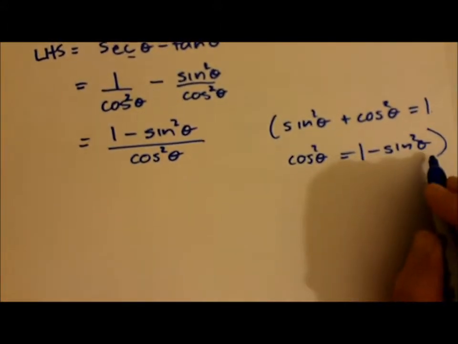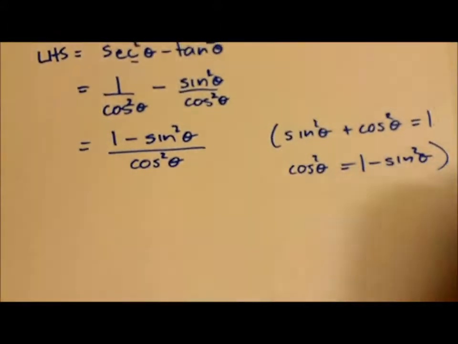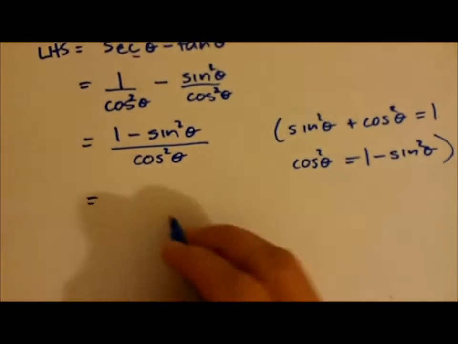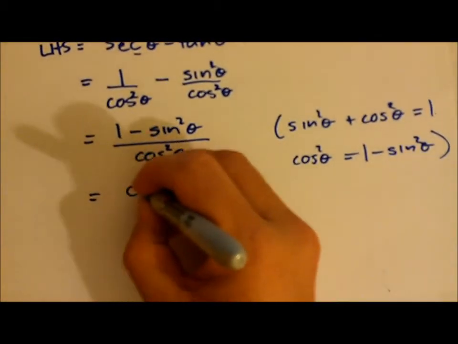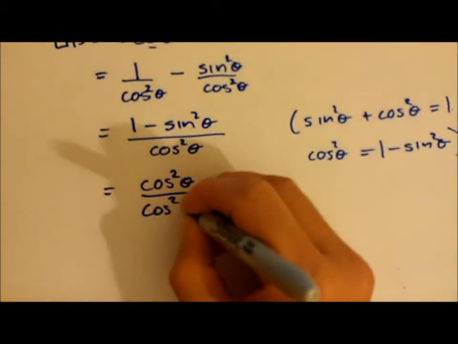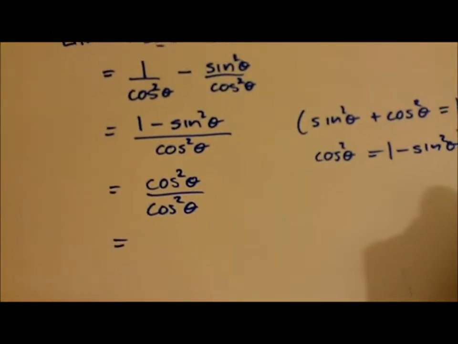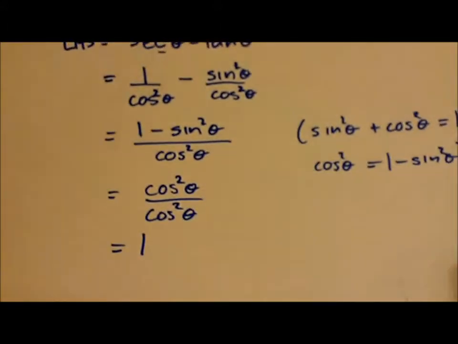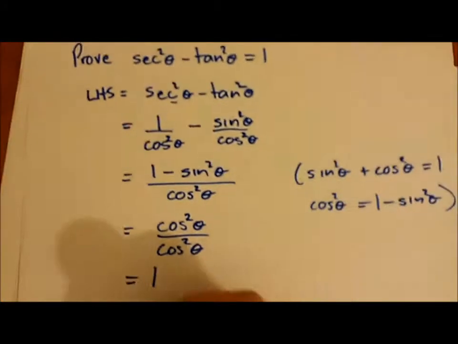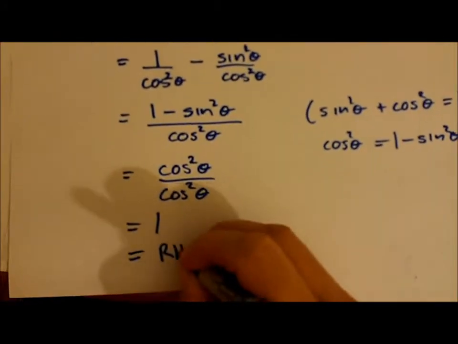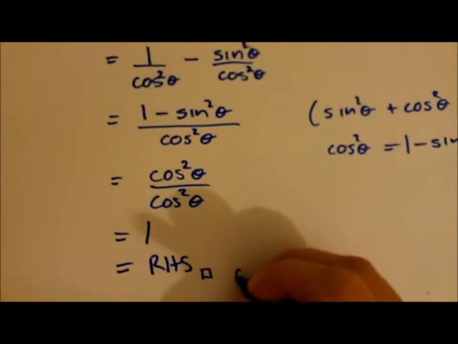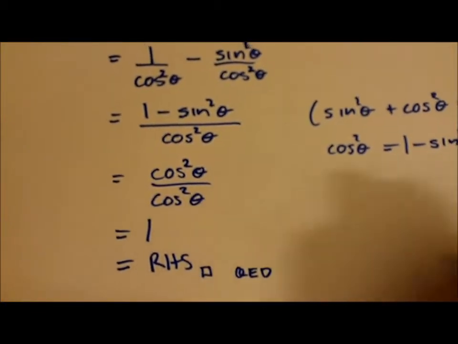So using this rearrangement of our identity from our toolbox, I can substitute for the numerator. Instead of 1 minus sine squared, I've actually got cos squared theta. So I've got cos squared theta over cos squared theta. And cos squared on cos squared is 1. Going back to what I was trying to prove, I had to prove it was equal to 1, equal to the right hand side, and finish off the proof with a little square, or some people like to put in QED.